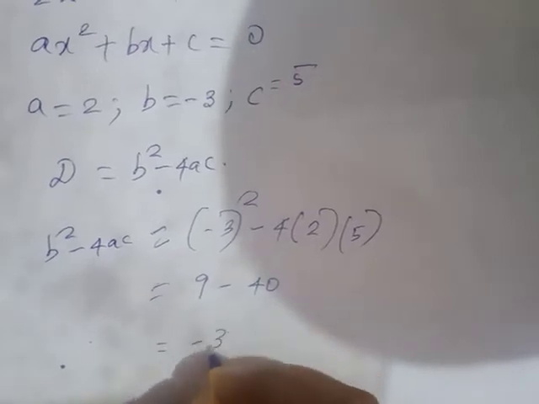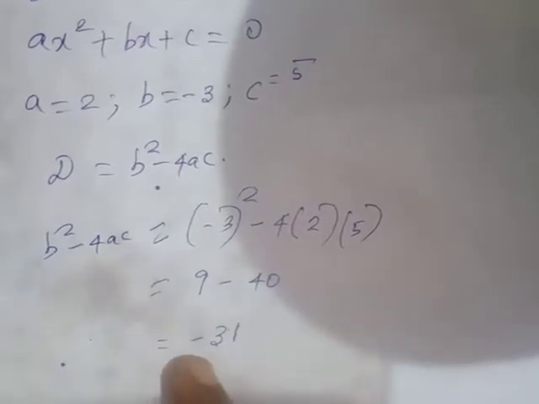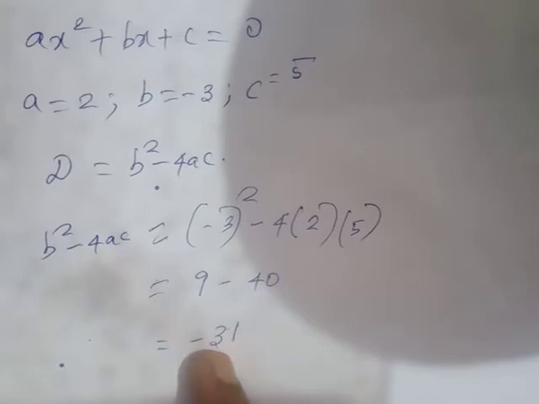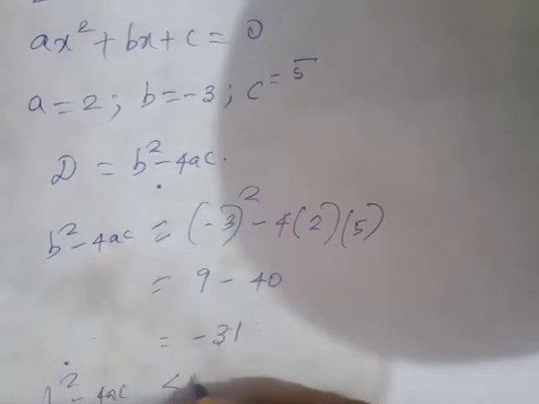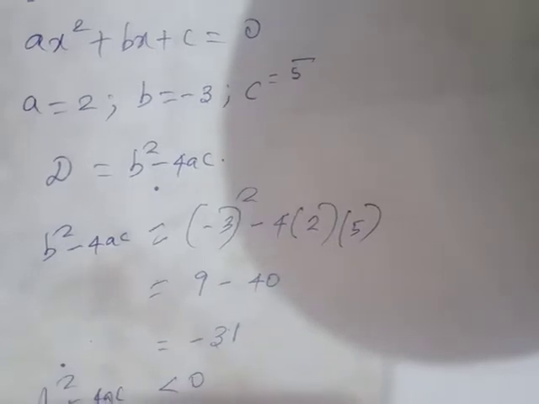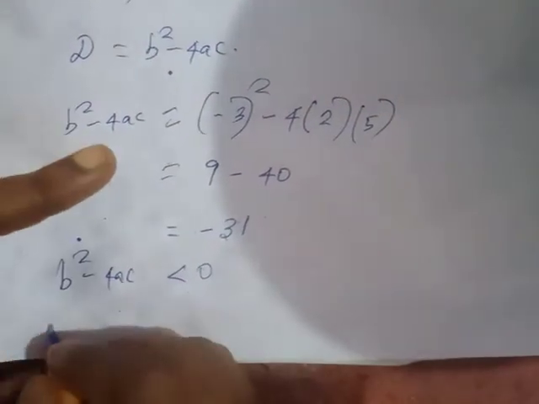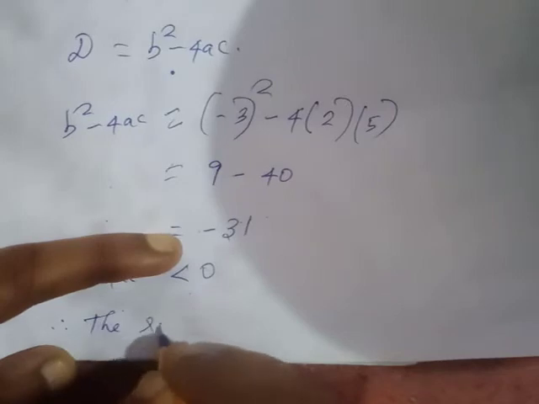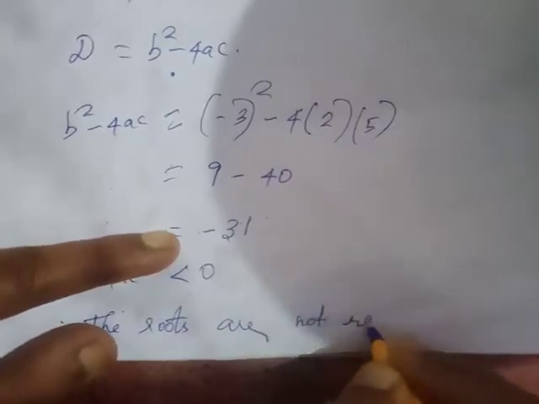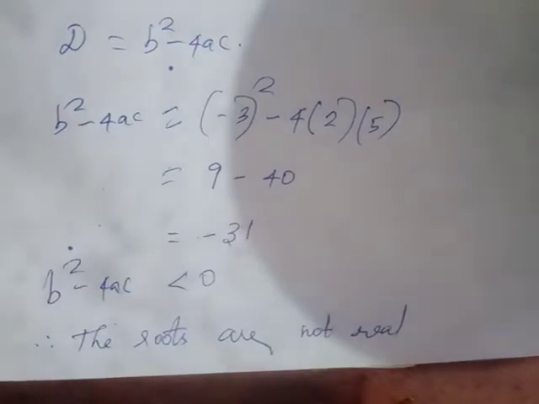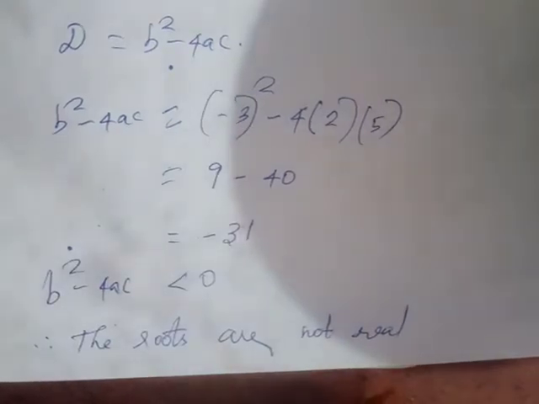So what is the answer? Minus 31. It is less than 0, since negative numbers are less than 0. So b square minus 4ac is less than 0. Therefore the roots are unreal or imaginary. You should write, therefore the roots are not real, or no real roots, or you can also write imaginary roots.